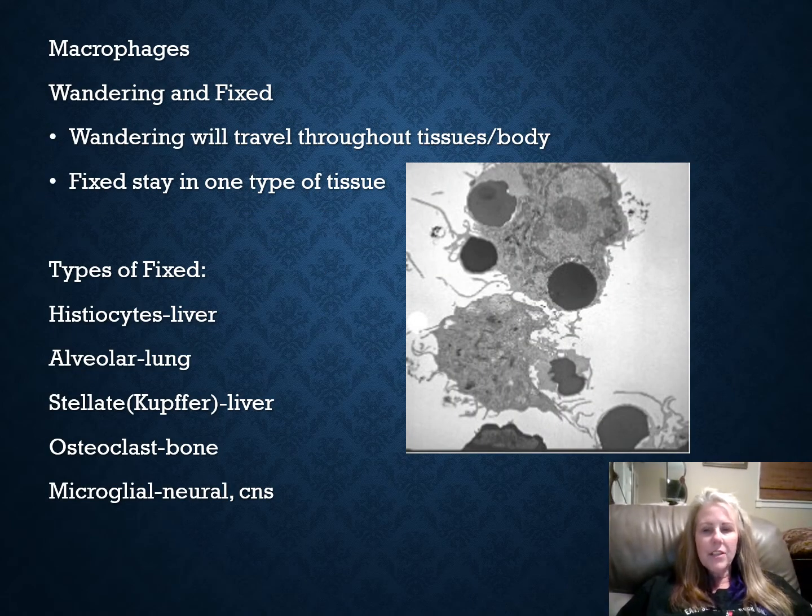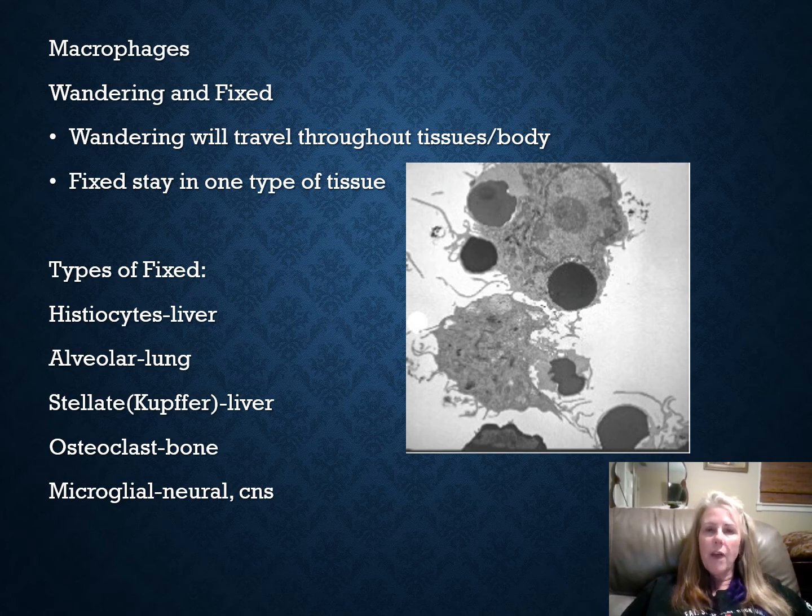All right, so now we just learned how macrophages do their jobs, right? Macrophages are pretty cool. They're one of my favorite types of cells. There are 2 major types of macrophages: wandering macrophages and fixed macrophages. Wandering macrophages, what they do, they wander, right? They have the ability to travel throughout different tissues and throughout the body. Fixed macrophages tend to stay in one type of tissue.